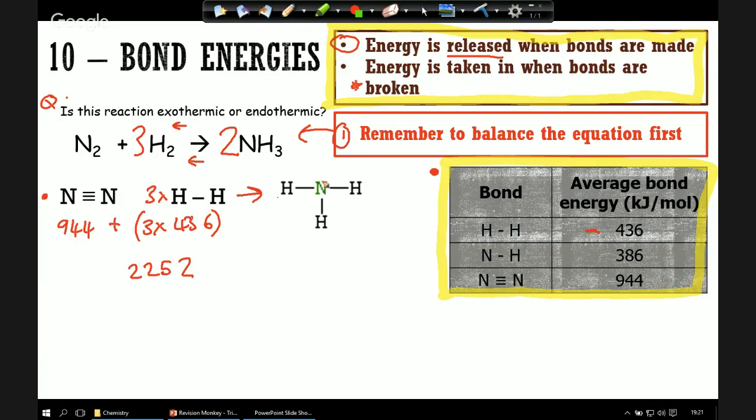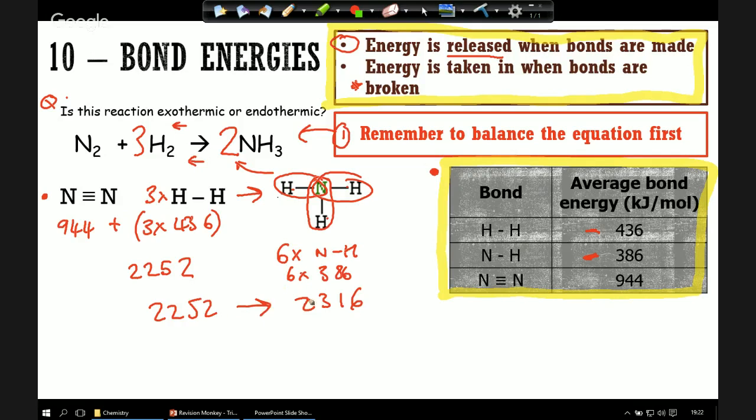On the other side of the equation then, we've got 2 molecules of NH3. And this molecule has 3 N-H bonds. It's got 1 there, 1 there, and 1 there. So we actually need 2 lots of 3 lots of N-H bonds. So we need 6 N-H bonds altogether because there's 3 per molecule and this number tells us we need 2 molecules. So that will give us on this side 6 times 386, and I've got that 386 from over here, and that's 2316.